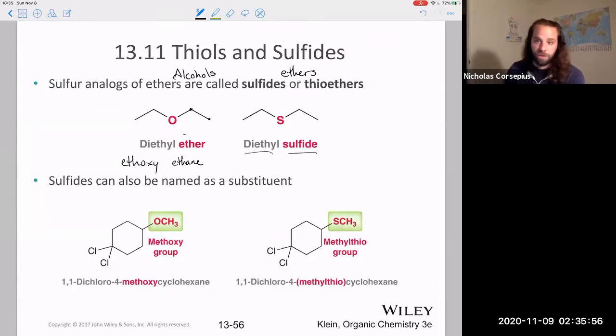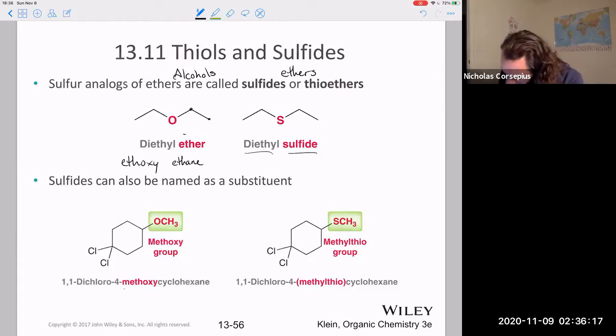But again, notice just analogous, because oxygen and sulfur are in that same column, they have similar bonding patterns. So a sulfide is analogous to an ether, just with sulfur instead of oxygen. Okay, so then how do we go about the systematic nomenclature here?